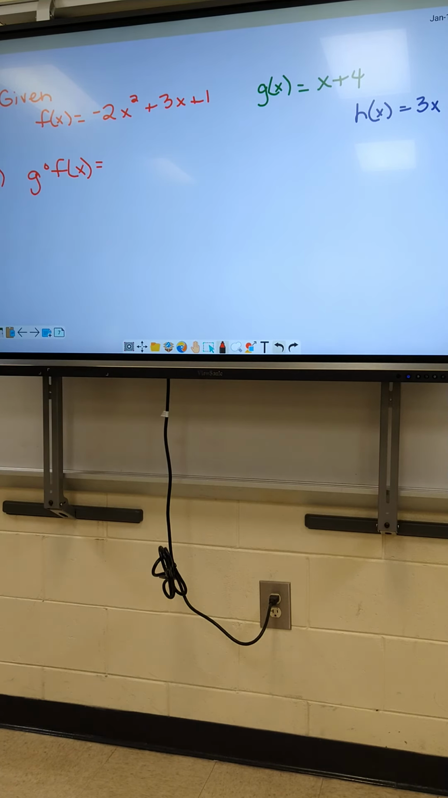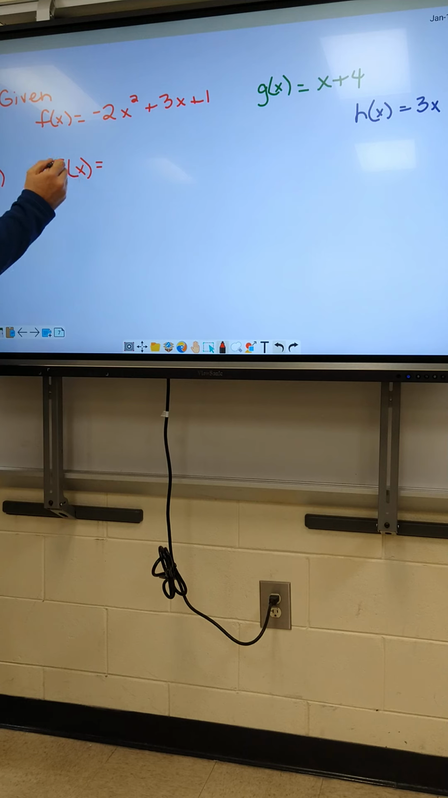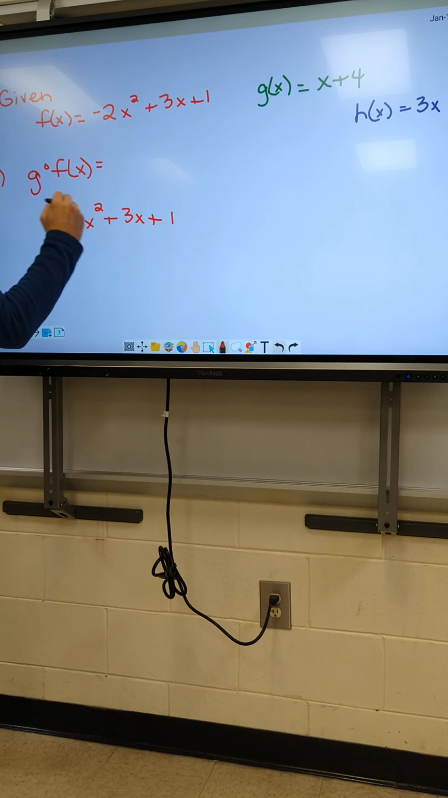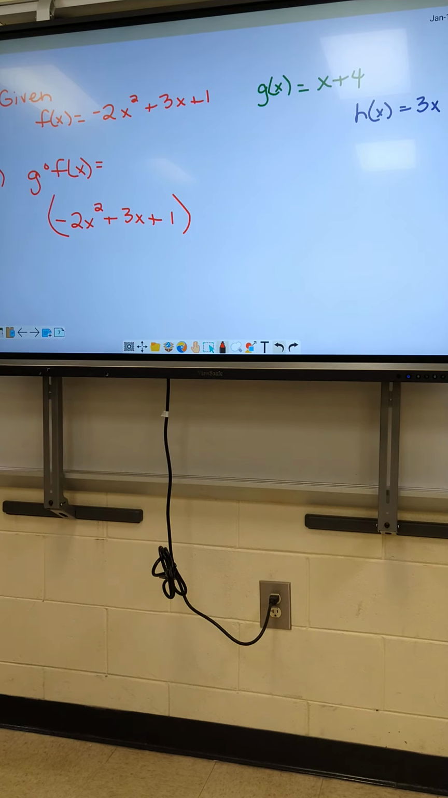All right, so 12 and 14 are harder because they're asking us to plug in x. Well, x is already plugged in there and there. So I just got to bring that one down and put parentheses around it. So that's how you start 12. Just bring it down.